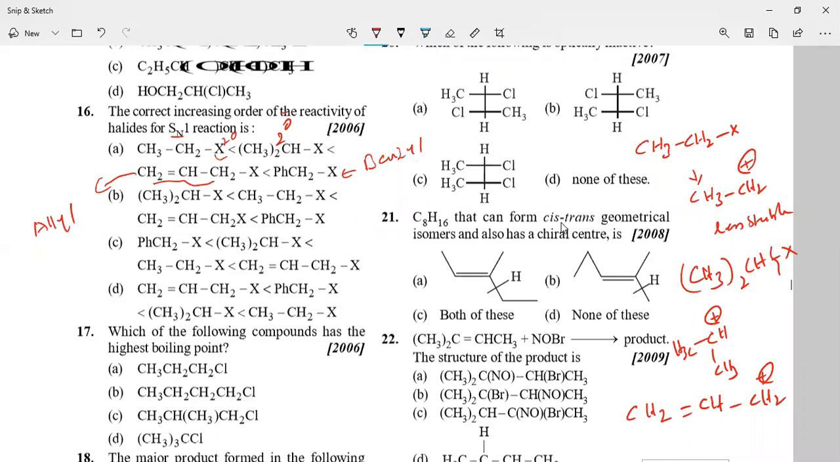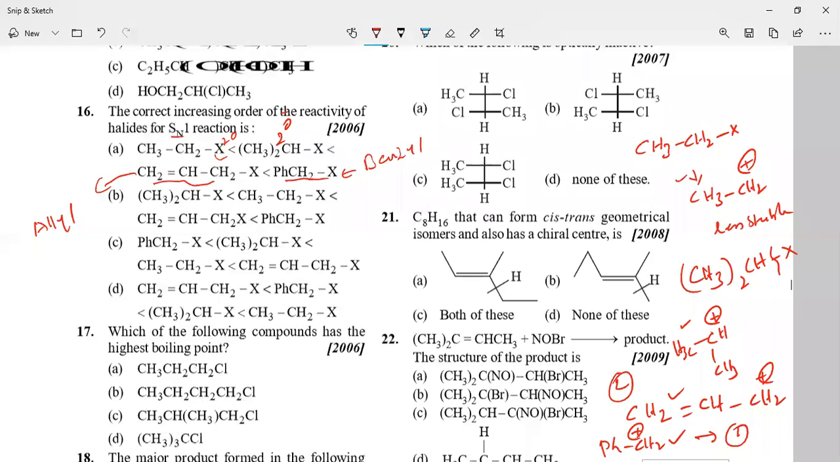Next, we have the benzyl carbocation, C6H5CH2+. The benzyl carbocation is more stable. After this, allyl carbocation. After this, secondary. After this, primary. So first, this one is more stable. Second, this is allyl carbocation, and the second is more stable. Afterwards, the third one is more stable.